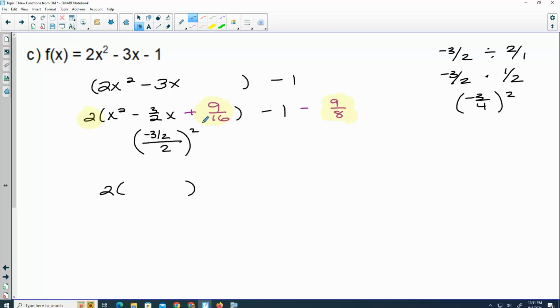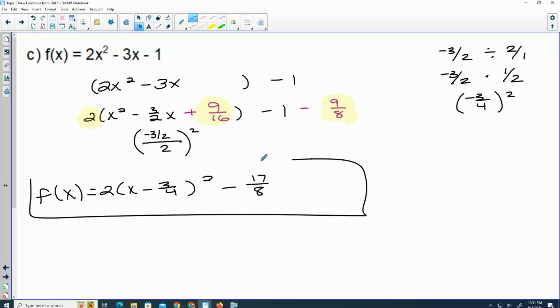Okay, what multiplies to 9 over 16 and adds to negative 3 halves? Negative 3 fourths, so that's like negative 8 over 8 plus negative 9 over 8. And so there is my function factored. That one was not very pretty, but we got there. You could graph it, but I'm really not concerned about the graphing as much here as I just wanted to work with completing the square.